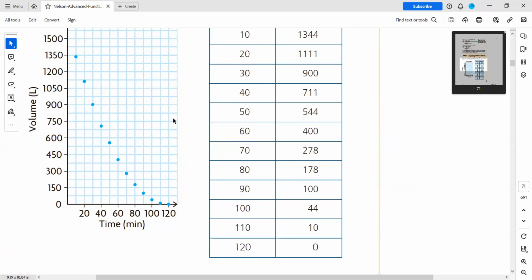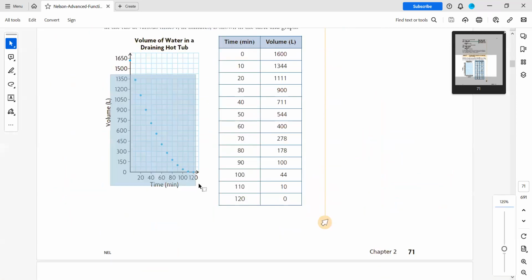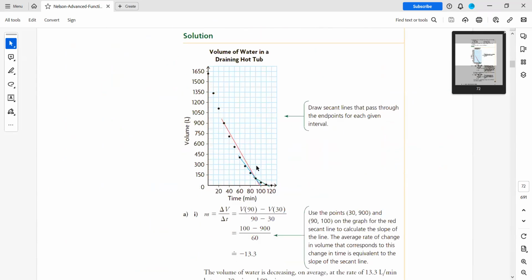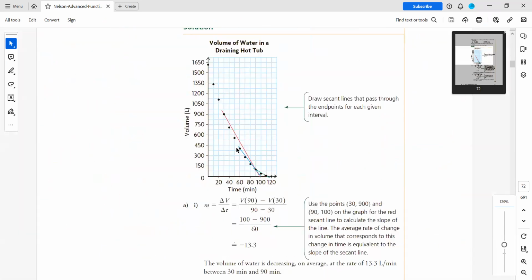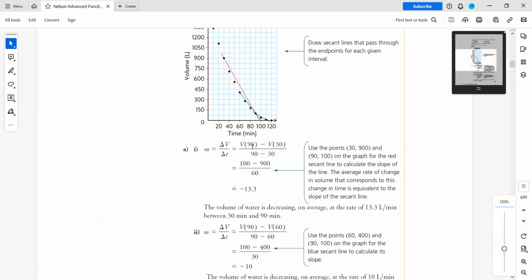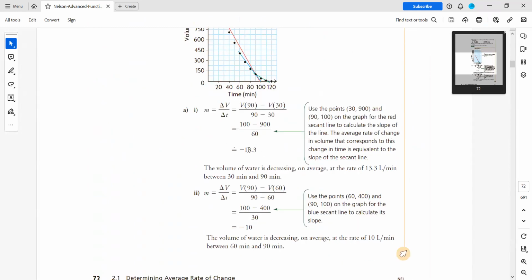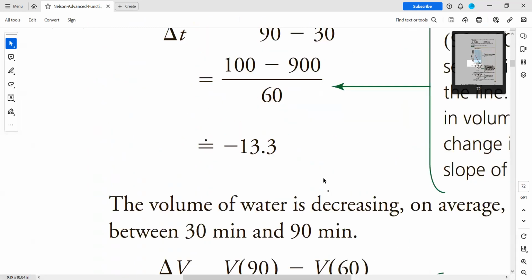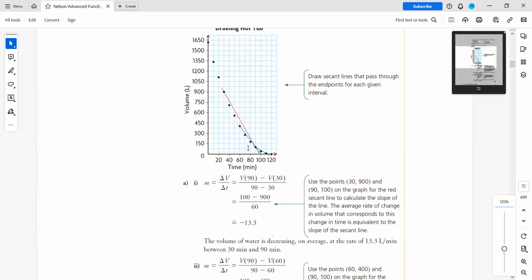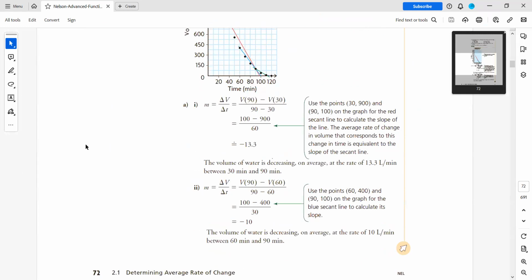Moving on. This is an example when we have negative rate of change, right? This is how they suggest their solution. Here you can see, oh, look, my approximation was correct, 13.3, nice.